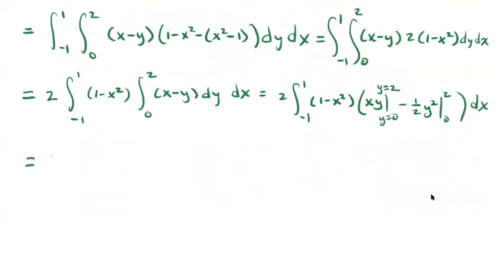Okay, and so here we go. 2 integral -1 to 1. We've got the 1 minus x squared. And then inside here, it looks like just a 2x, because the 0 part is going to vanish. When y is 2, it's 2x. My apologies. When y is 0, it vanishes. And on the next one, when y is 2, you get 1/2 times 4, so that's just -2. Okay. And then a dx.